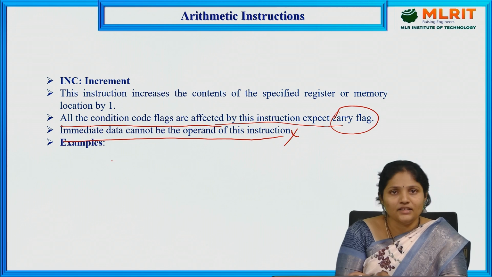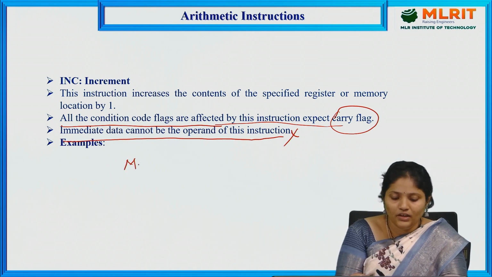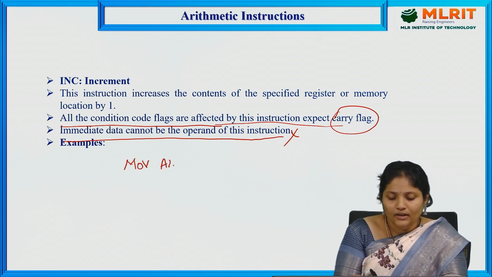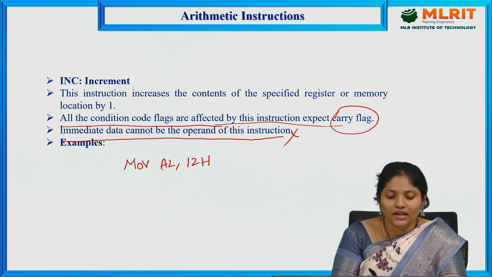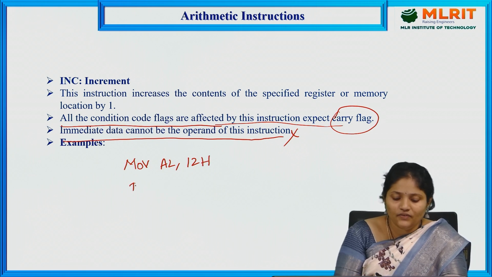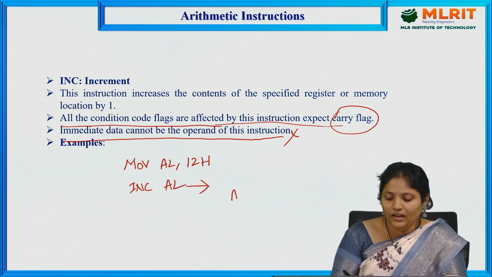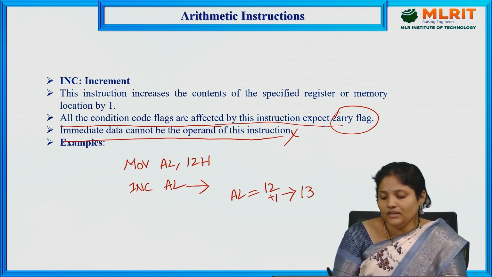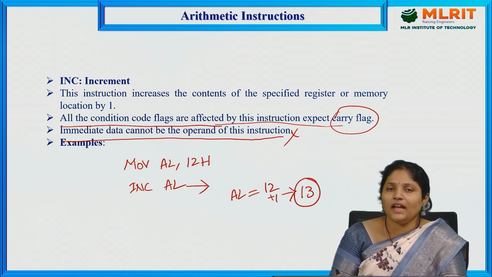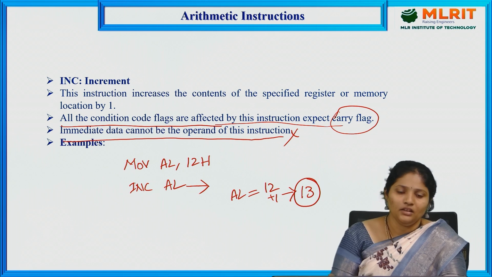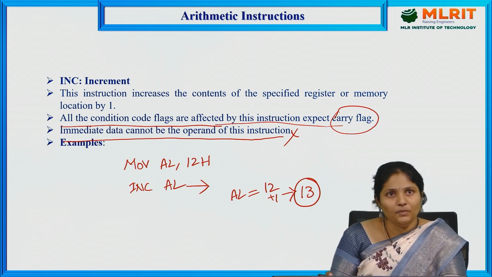Suppose let us consider one instruction: MOV AL, 12H. So I am placing 12H data into the AL register. After this, if I write INC AL, the output after performing this instruction will be AL equals 12 plus 1, which is nothing but 13. In such instructions, the carry flag will not be affected. Other condition flags can be affected.